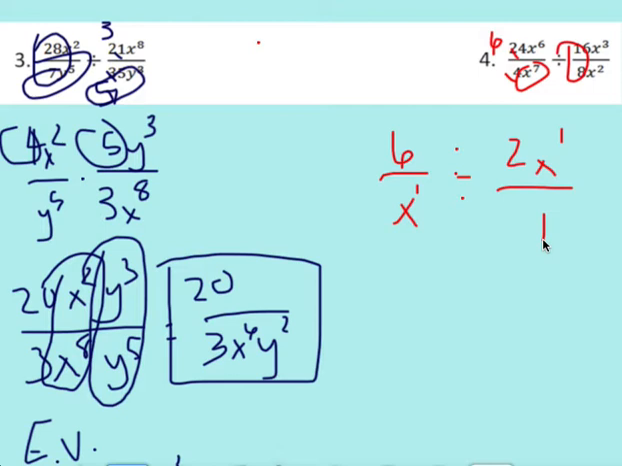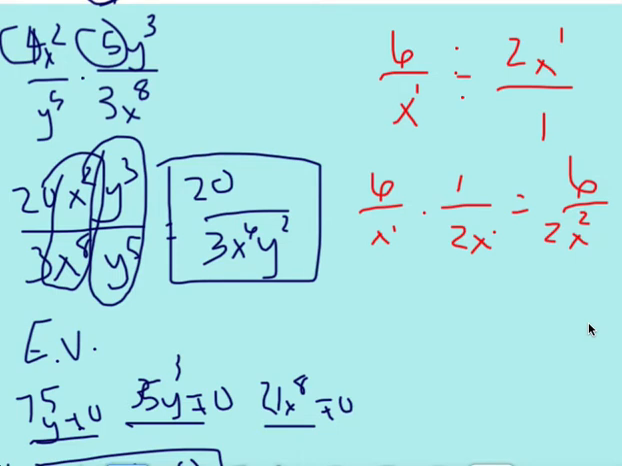Okay? So now what I'm going to do is flip that second fraction. So I have 6 divided by x times 2, we need to flip the second fraction. So that 1 is going to come to the top, and the 2x is going to flip to the bottom. So now when I multiply that out, I get 6 divided by 2, and then x to the 1st times x to the 1st is x squared.